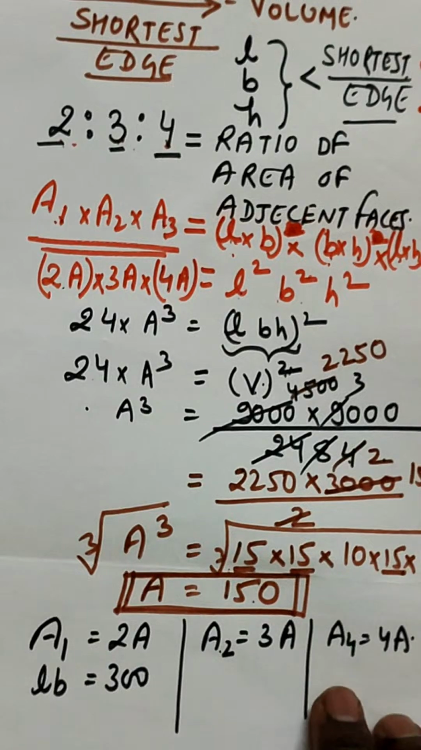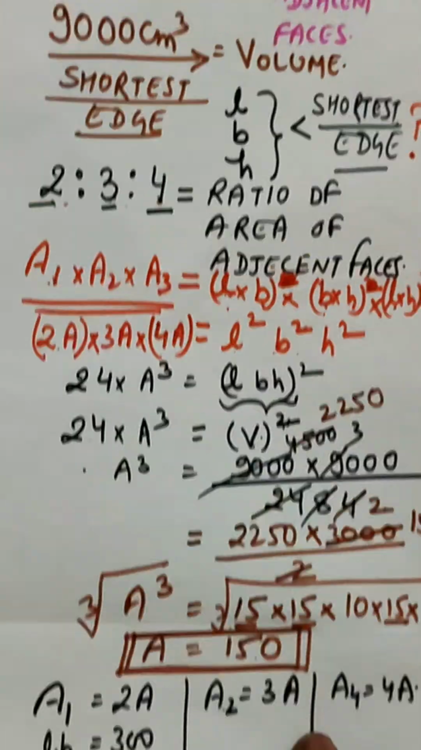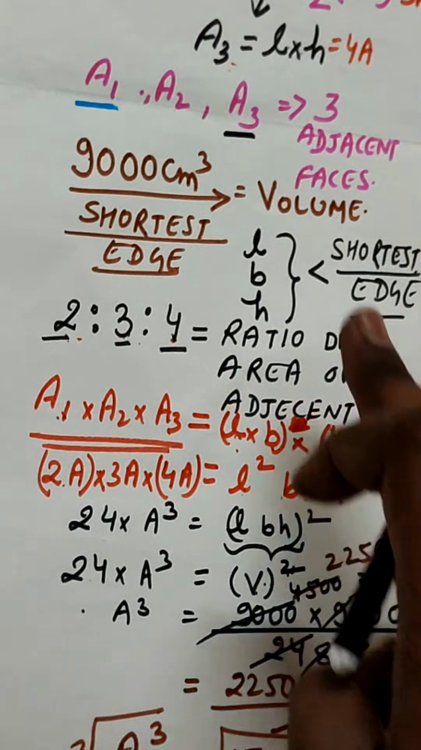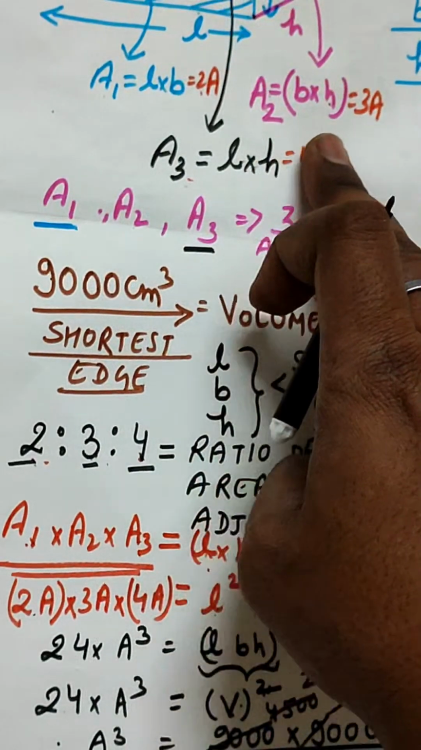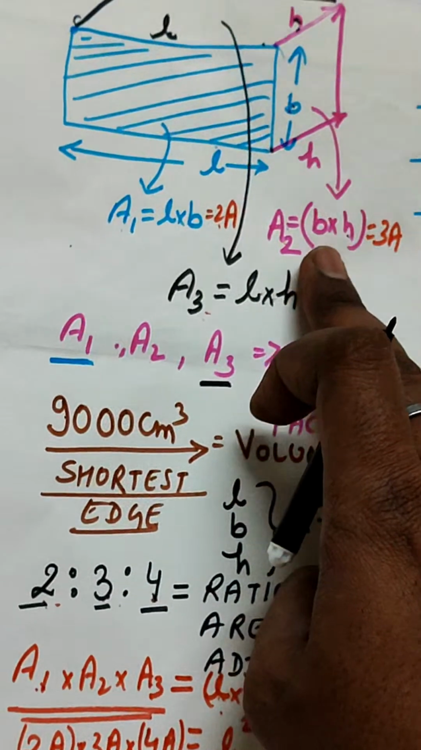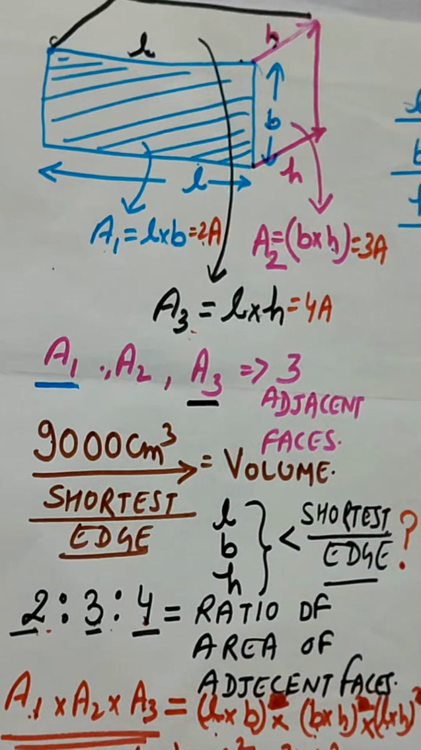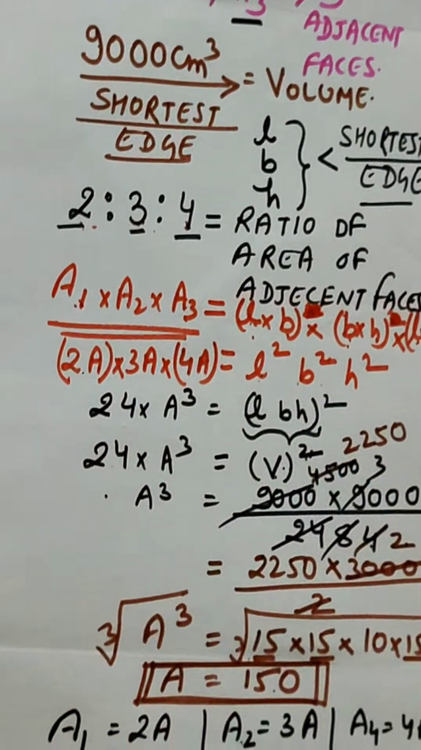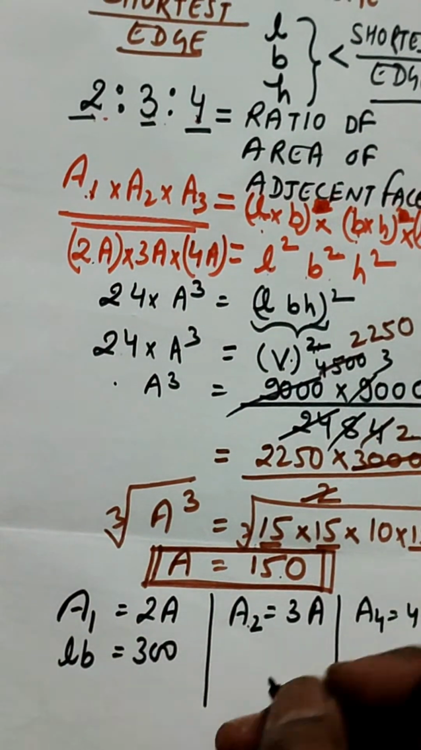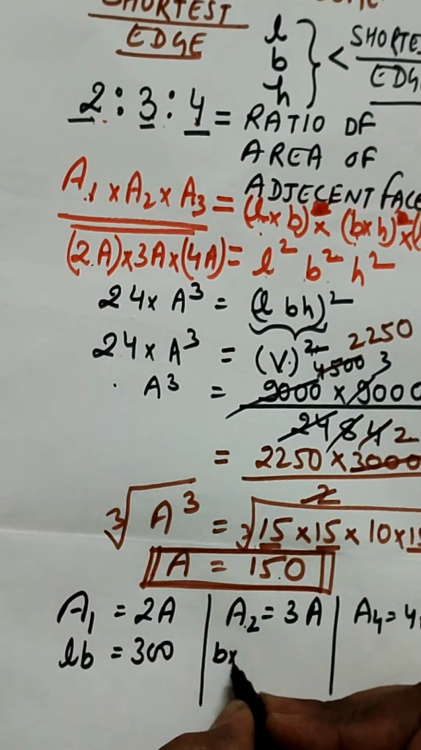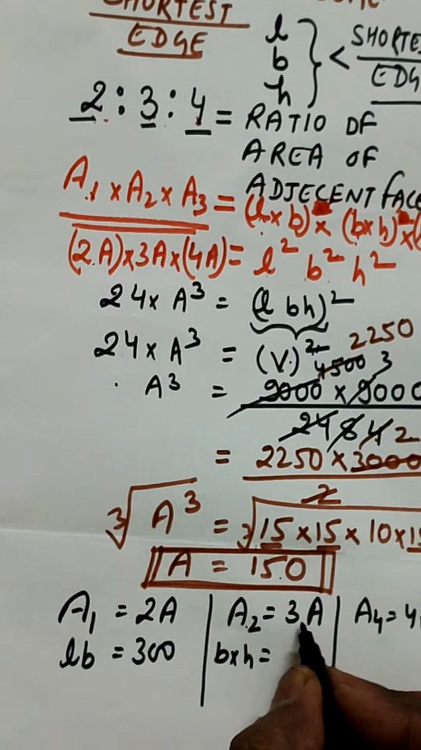Similarly, the value of A2, from here you can see, A2 is B into H, right? As we have seen, B into H is A2. So this A2 will be coming over here as B into H, which is equal to 3 times A.